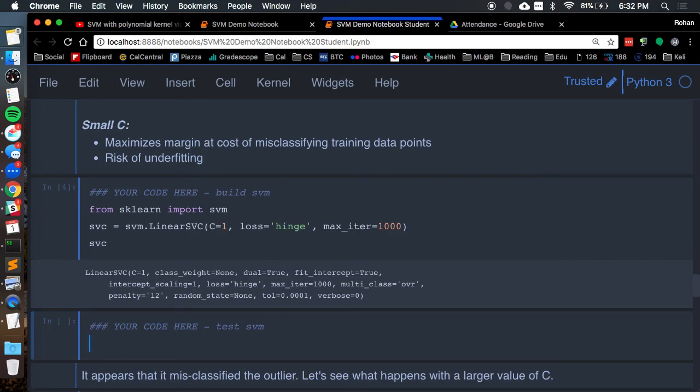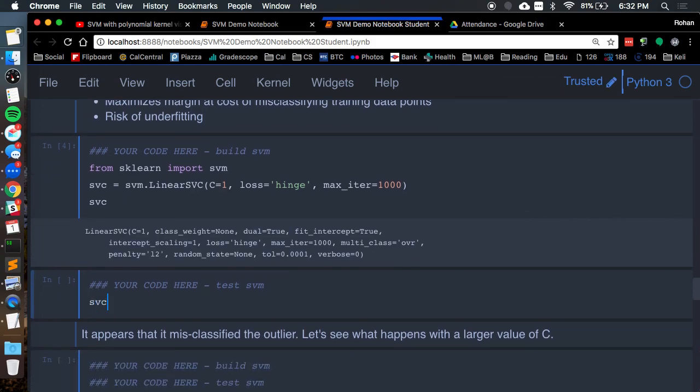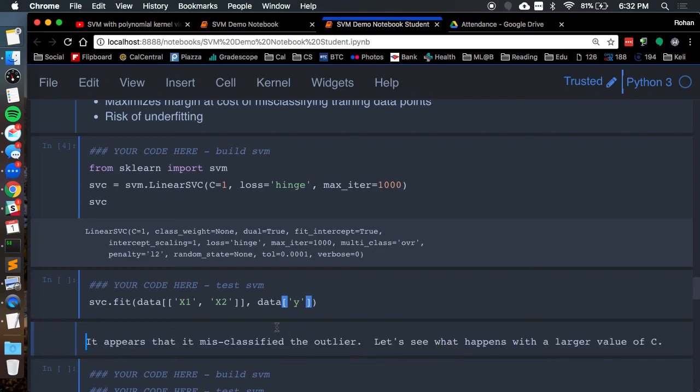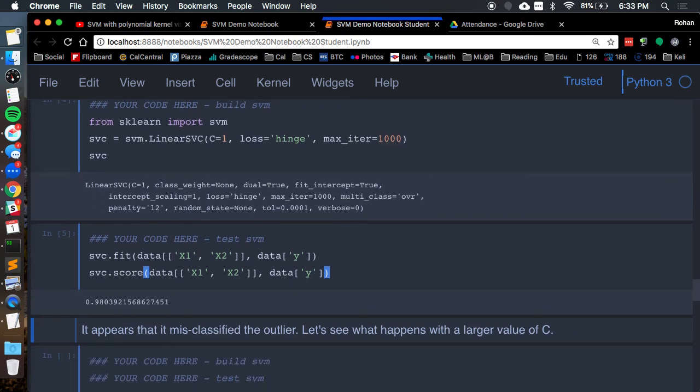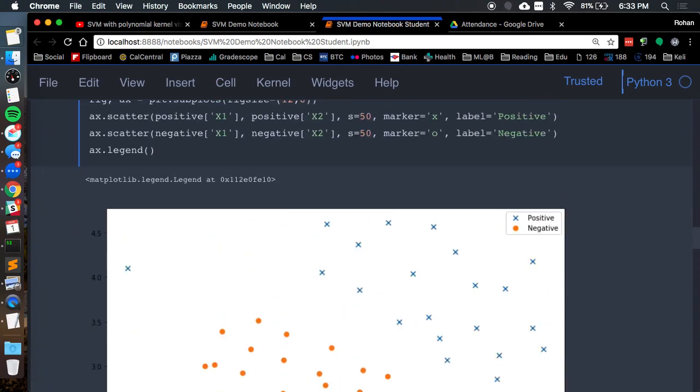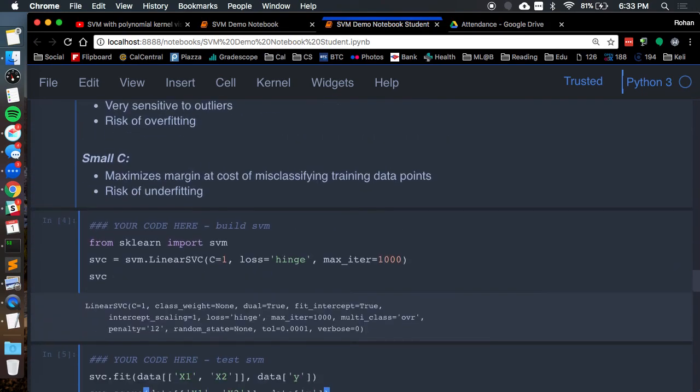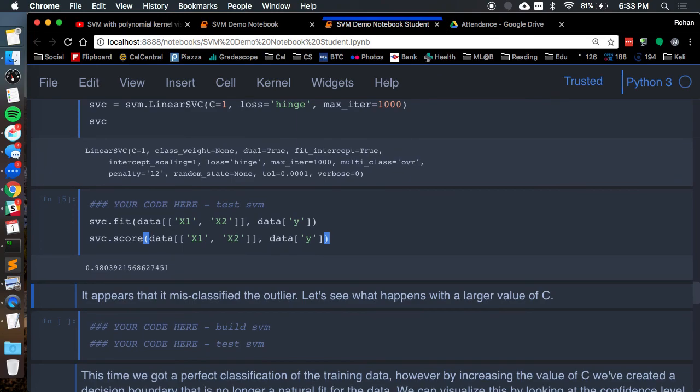Okay, now we want to fit our data and test on it. So what we're gonna do is svc.fit on data x1, x2, and data y. So we're gonna fit on it and then we're gonna do svc.score. So this tells us that we got about 98% accuracy. Since we have relatively few points, we can probably tell that we misclassified that point out there, right? Okay, so maybe this is not a bad thing, right? Maybe we want to misclassify because it's an outlier.